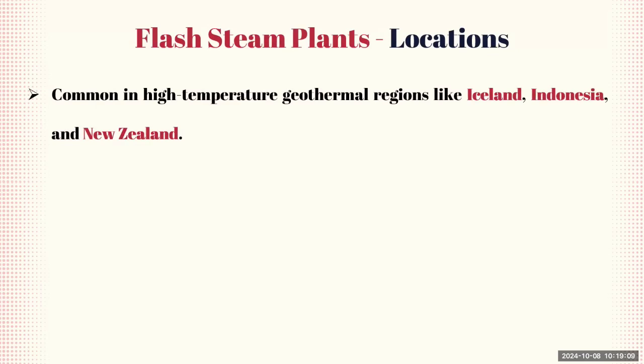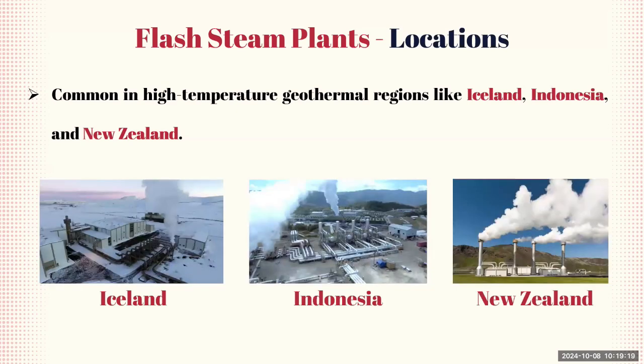Flash steam plants are commonly found in high-temperature geothermal regions. Some notable regions include Iceland, Indonesia, and New Zealand. So these regions are ideal for flash steam plants due to their abundant high-temperature geothermal reservoirs. And the pictures here show some of the plants in these locations.